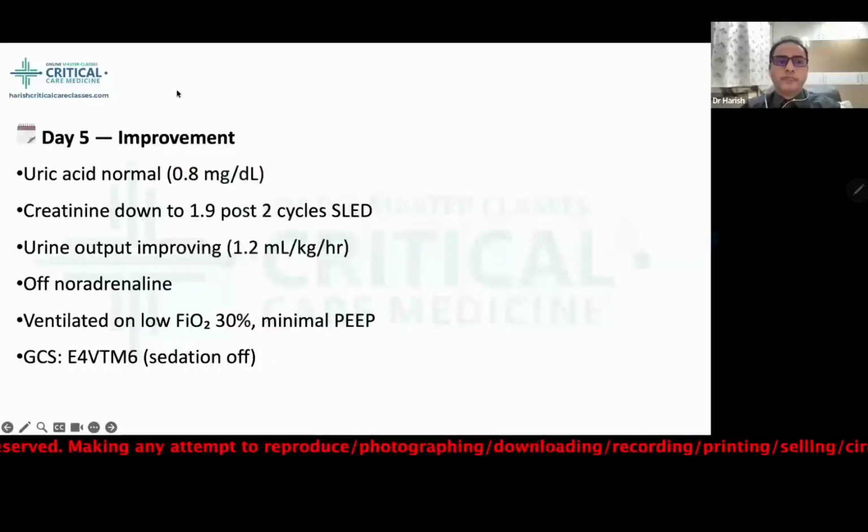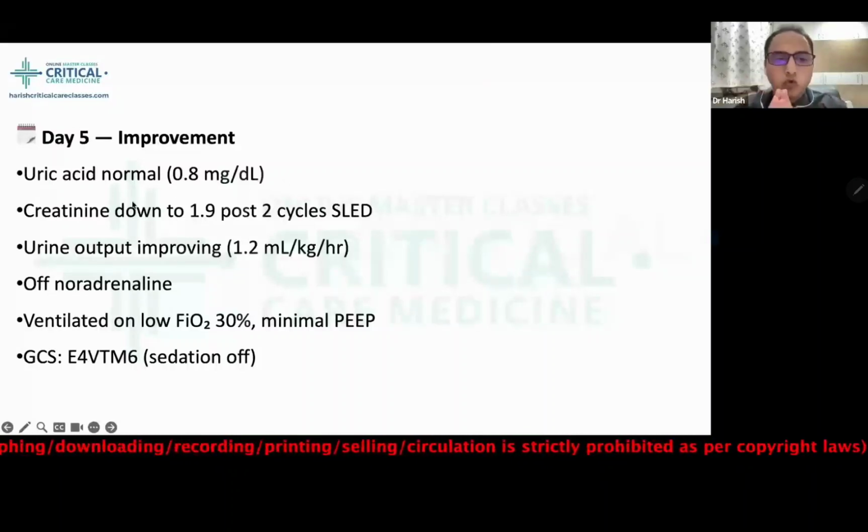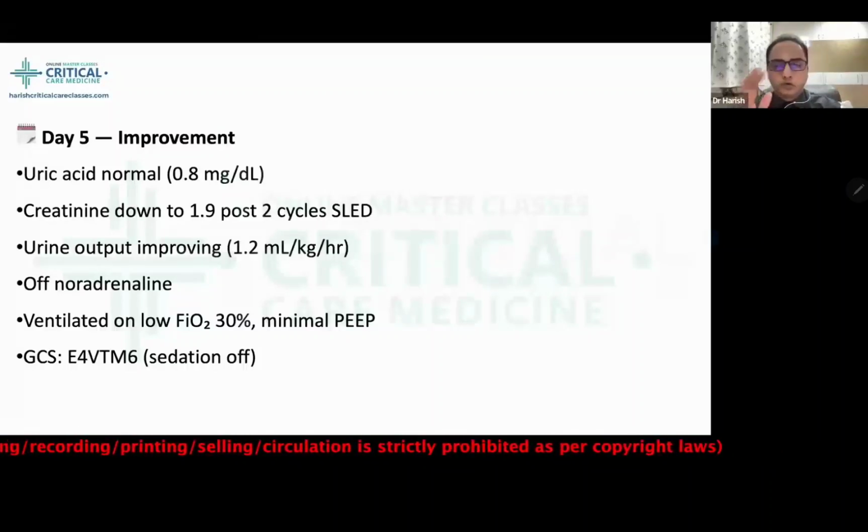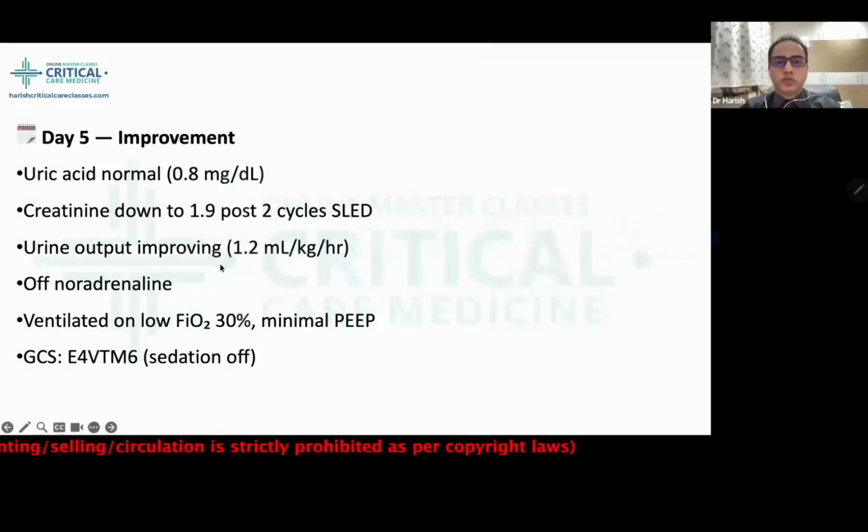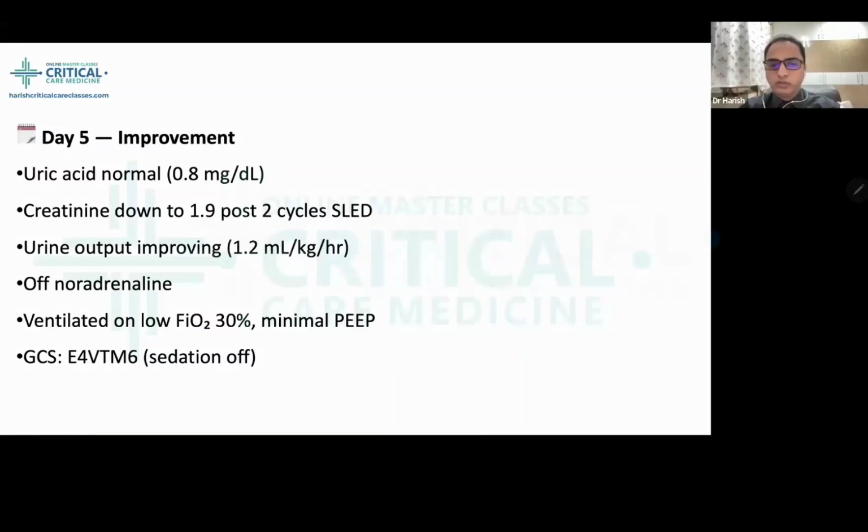So on day 5, there is a clinical improvement. Uric acid has become normal, 0.8 milligram per deciliter. Creatinine is down to 1.9 after 2 cycles of SLED. Urine output is improving, now it is 1.2 ml per kg per hour. So the patient is off norepinephrine, and is on 30% FiO2 with minimal PEEP.